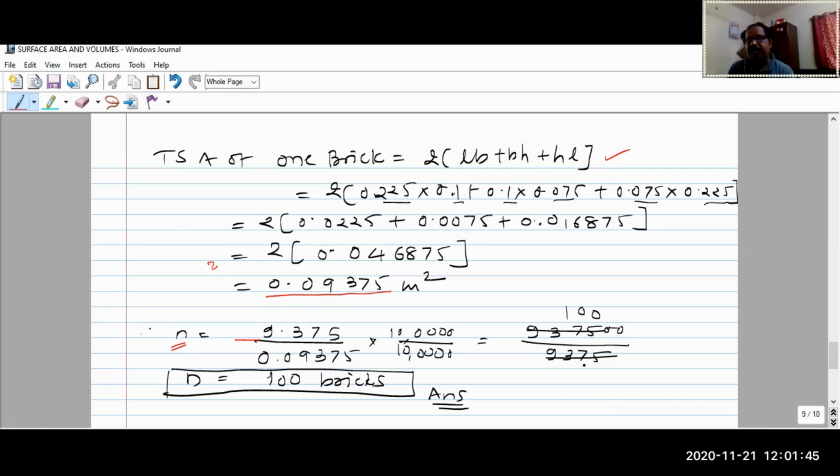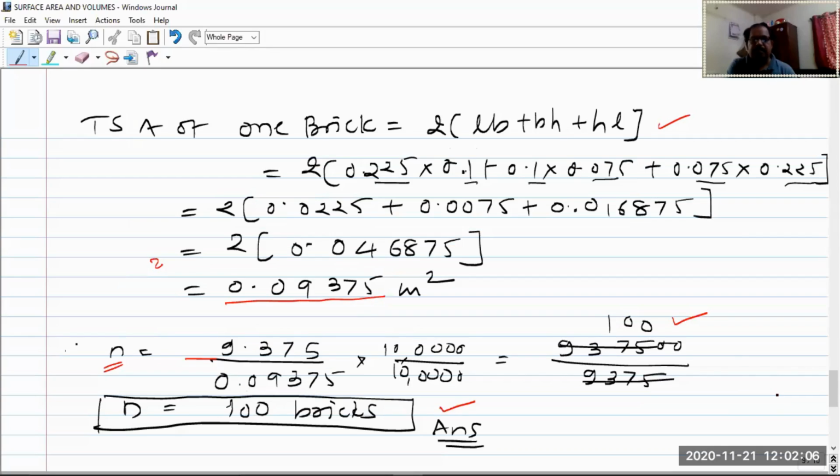Taking this division, it is a very simple division. Both the numbers have 9375. Just cancelling them gives us 100. And what is that 100? It is the number of bricks to be painted with the paint in the container. Right students? In this way we can find the total surface area, and then we have found the number of bricks to be painted. Hope everyone understood this, right?